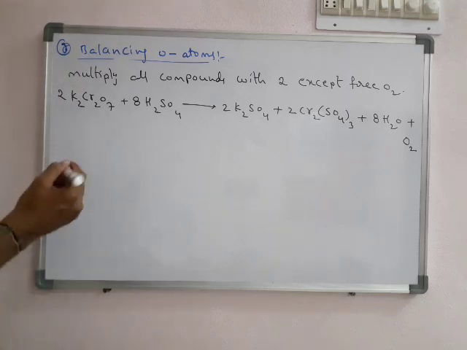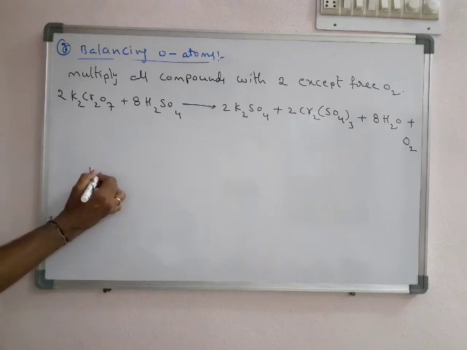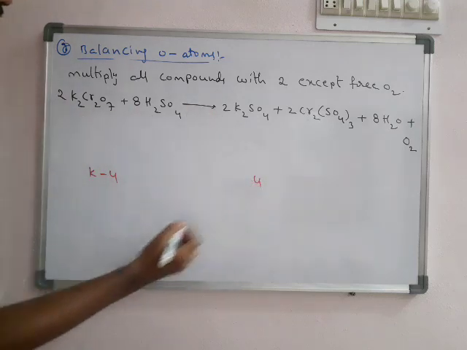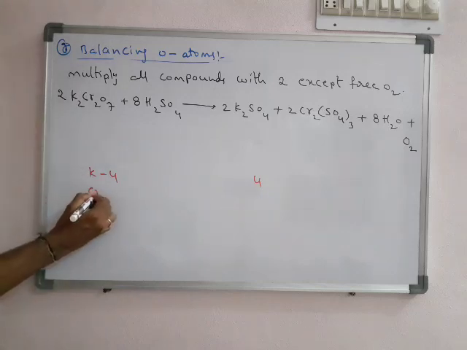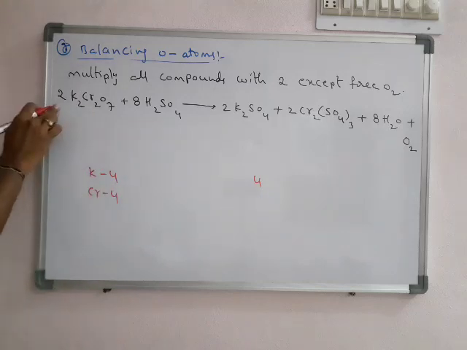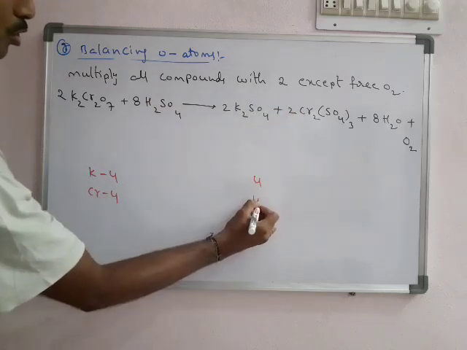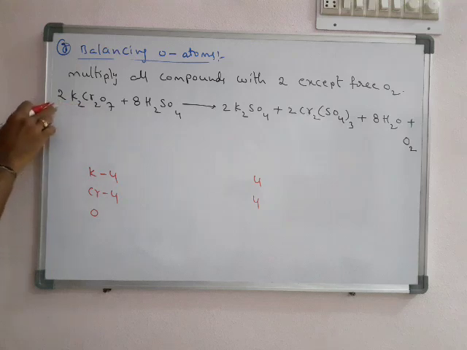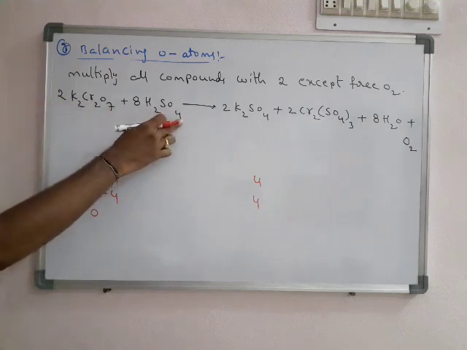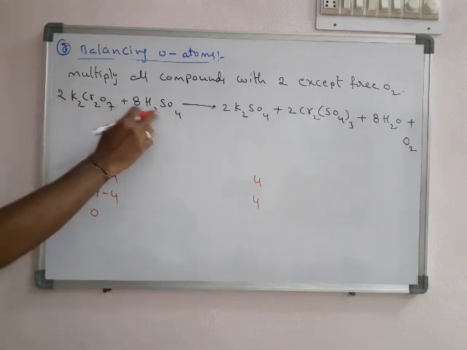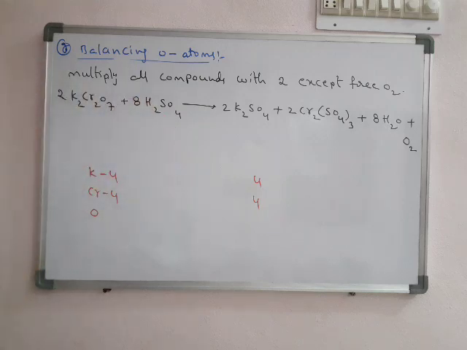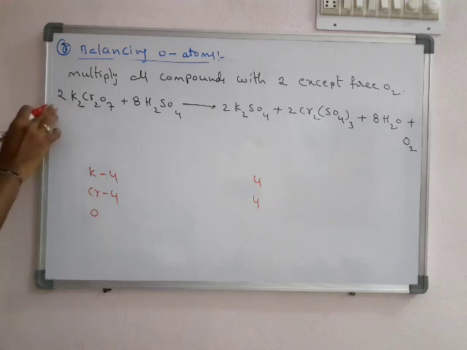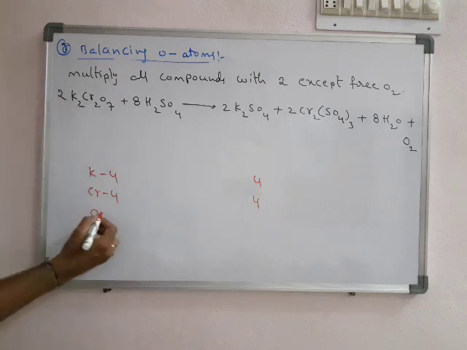So we see how many potassiums are there. Potassiums here 4, here also 4. How many chromiums? Here 4, here also 4 chromiums. Oxygens: 7 times 2 is 14, plus 32, that is 46. Here again we get some problem, I think. 32, 42, 46. Here 46 oxygens are there.